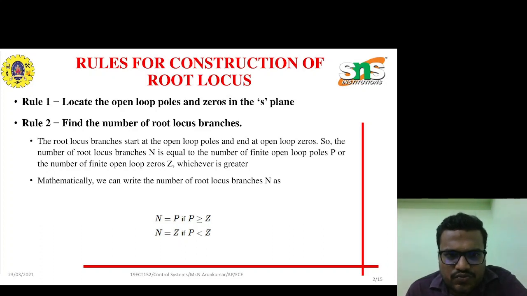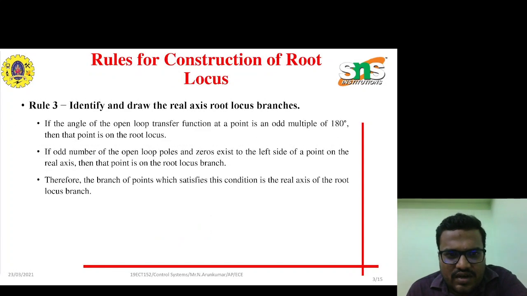The next one is rule 2: find the number of root locus branches. Based on the characteristic equation, suppose it starts from s power 5, which means the highest power is 5, so n equals 5. Based on the number of root locus branches, we have to select the concerned value. The value of n is based on the poles and zeros.